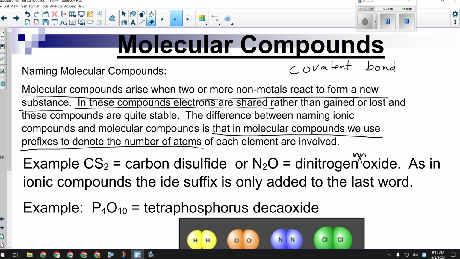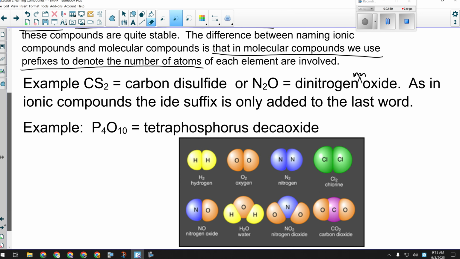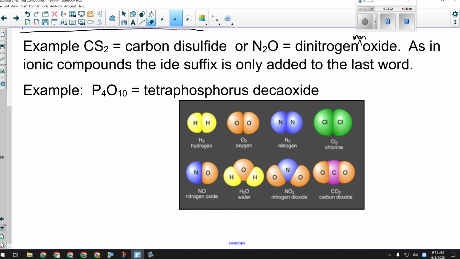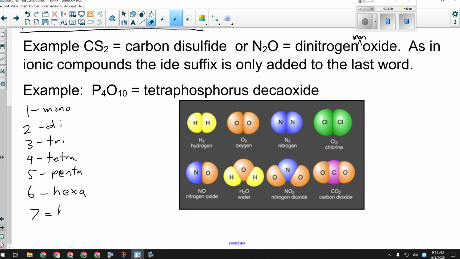All right, so as requested here, prefixes, you need to know up to 10. I won't go higher than 10 in this class. So 1 is mono, and you should probably write these down. 2 is di. 3 is tri. 4 is tetra. 5 is penta. 6 is hexa. 7 is hepta.